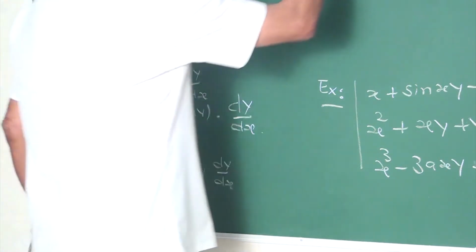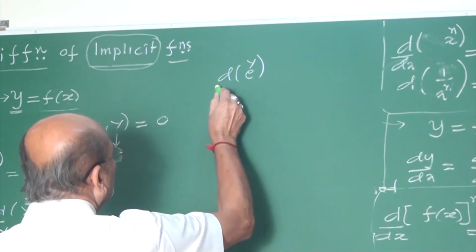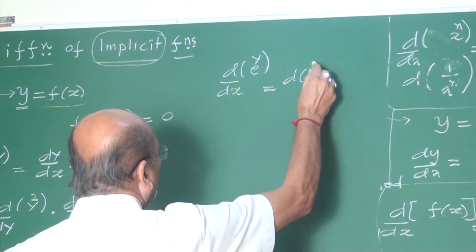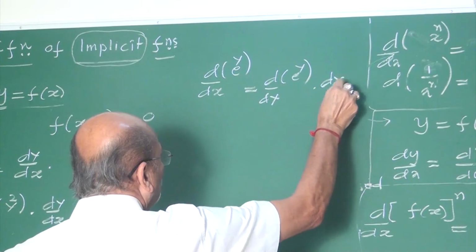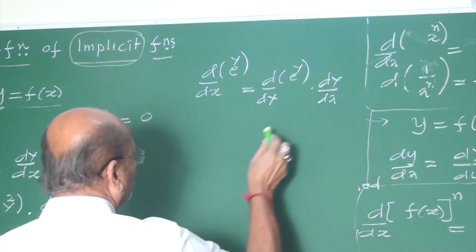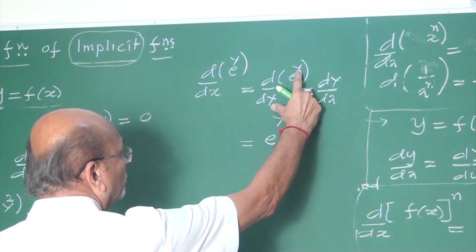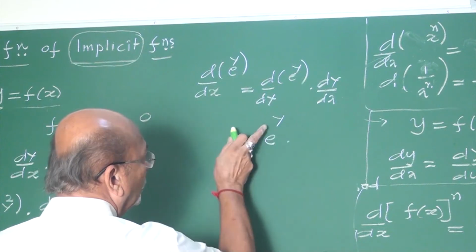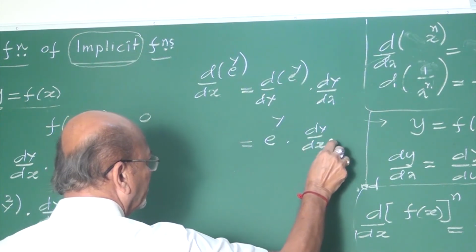Derivative of e to the power y with respect to x. First e to the power y with respect to y, then y with respect to x. e to the power y with respect to y is e to the power y. Then, since it is other than x, write its derivative. The derivative of y is dy by dx.